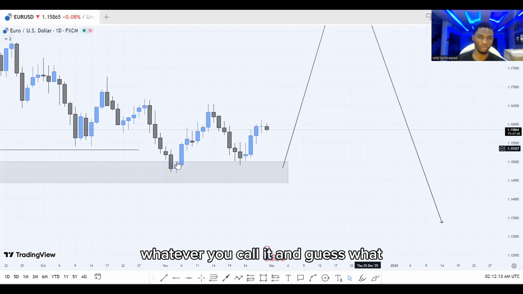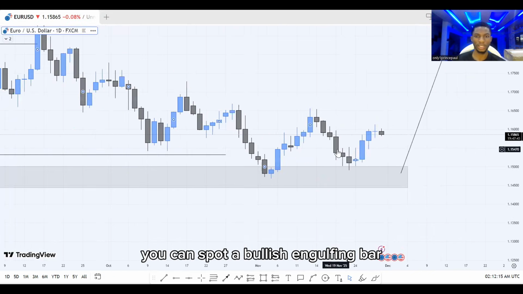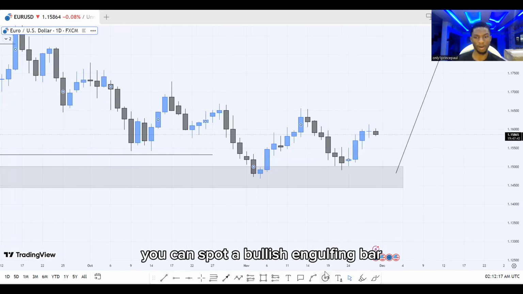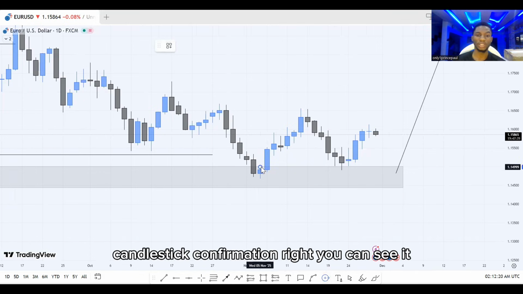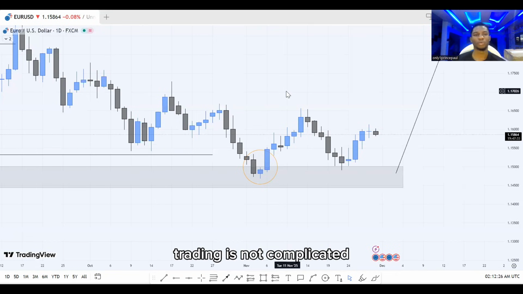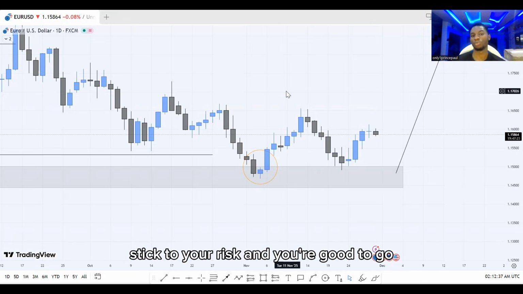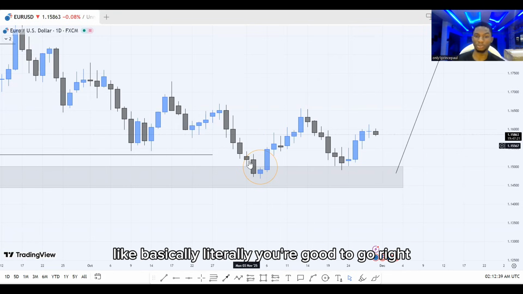And guess what? We can spot a bullish engulfing bar candlestick confirmation, right? You can see it. See, trading is not complicated. Just know what you're doing, know the rules, stick to the rules, stick to your risk, and you are good to go. Like basically, literally, you are good to go, right?